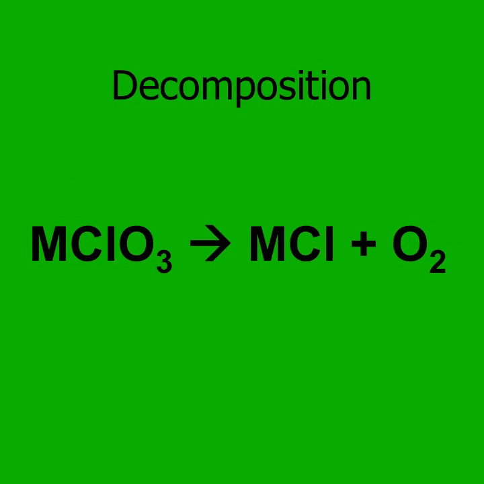A second type of decomposition reaction is the decomposition of a metallic chlorate. When a metallic chlorate is heated, it will decompose to yield a metallic chloride and oxygen gas. Again, the M stands for metal. There is no element M. I am going to pick aluminum chlorate is heated. That is all that I would give you.